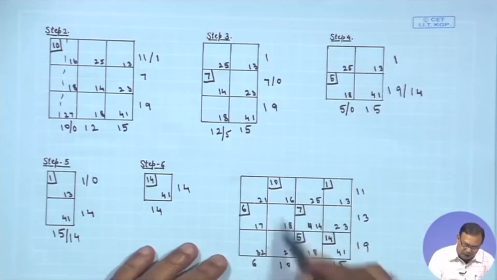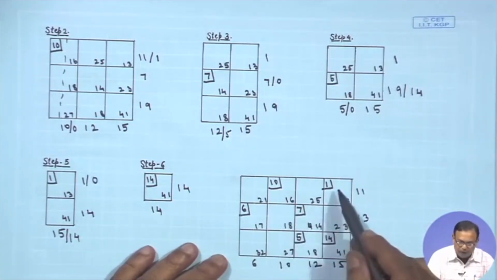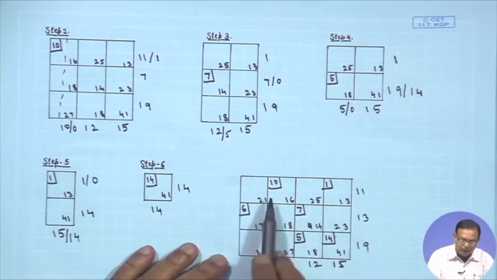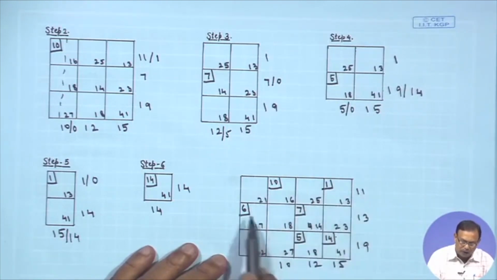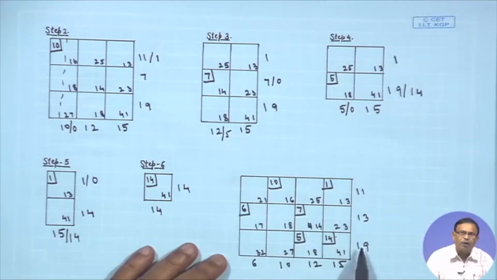You see it is 6, 10, 7 plus 5, 12, 14 plus 1, 15, and row wise also 10 plus 1, 11, 6 plus 7, 13, 5 plus 14, 19. So the allocation is satisfying the condition.